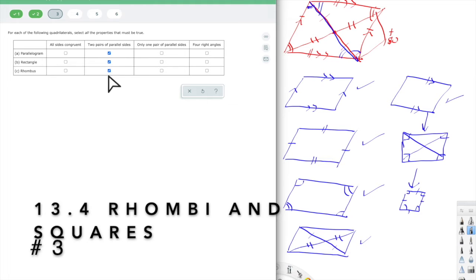One pair of parallel sides, that would only work if you saw trapezoid. I don't see trapezoid there. So the all sides congruent, that fit into the rhombus category. So this, I'm not going to click any. And then all, or four right angles. So the only one that would fit here would be rectangle. If I saw square, I would also click square.